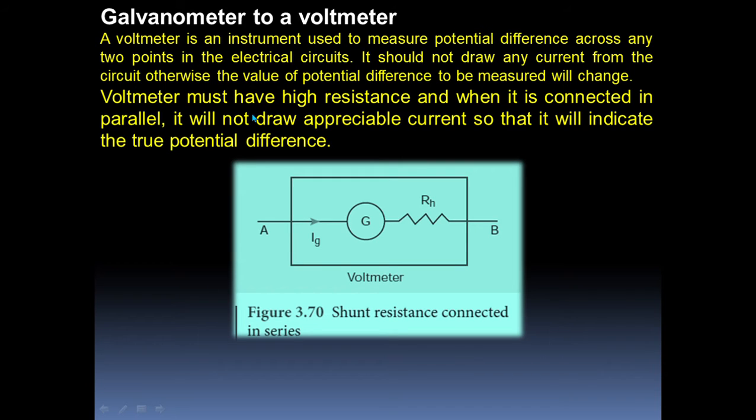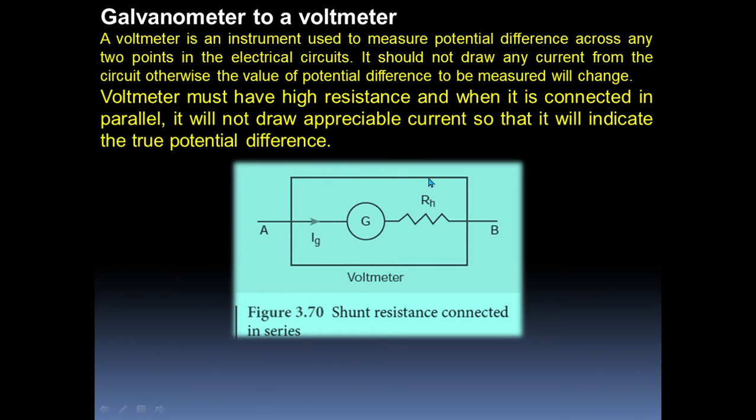Please note it down, children. This is a very important point. Voltmeter must have high resistance, and when it is connected in parallel, it will not draw appreciable current, so that it will indicate the true potential difference. So, when a high resistance is connected in series to the galvanometer circuit, the galvanometer is automatically converted into a voltmeter. Low resistance connected in parallel means the galvanometer is converted into an ammeter.